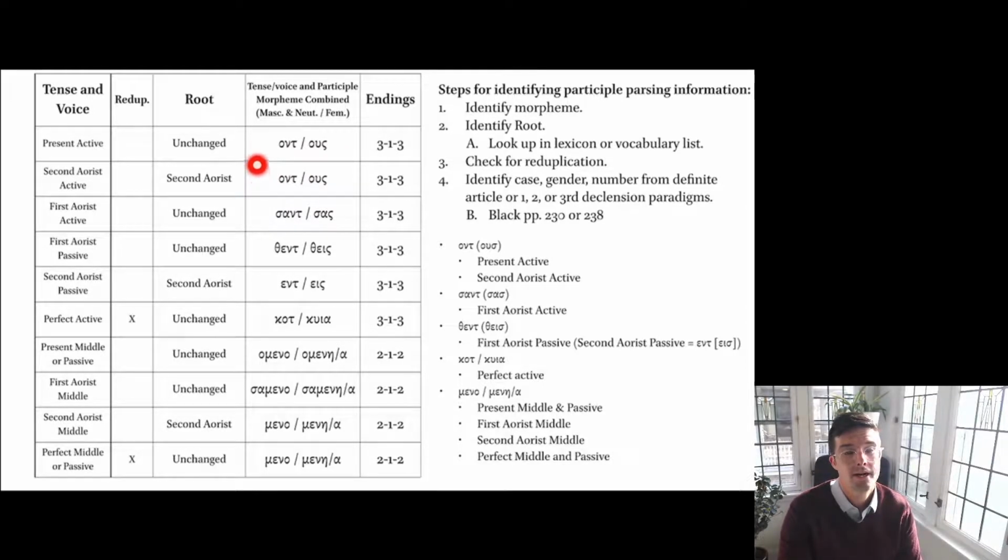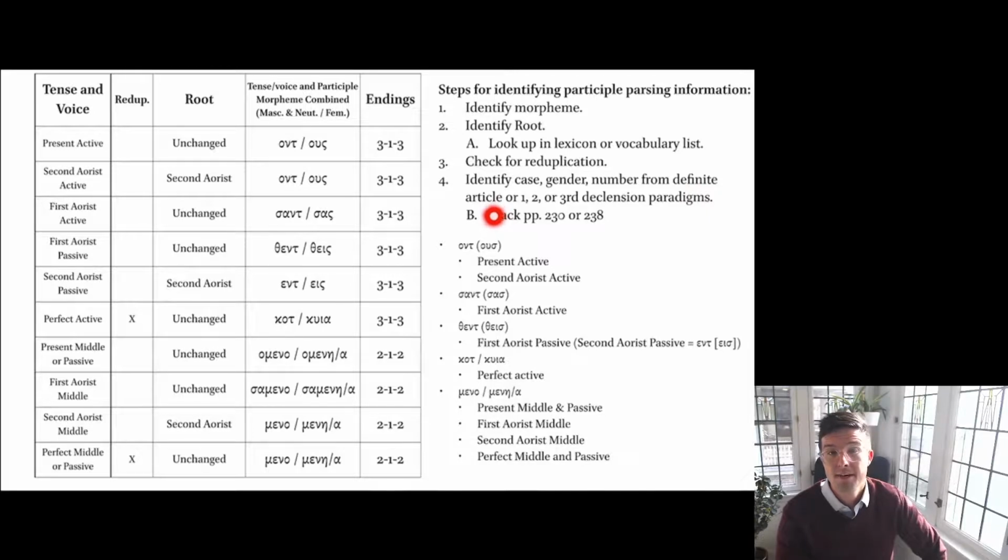tense and voice, as in here, then you look to the root to see if it's a changed root or an unchanged root, and you can look that root up in the lexicon or in your vocabulary list. If it's a second aorist root, it's going to tell you second aorist from, and if it's a present tense root, it's just going to tell you the definition for the indicative verb. So you're going to get your information about the root from those places. Then check for reduplication, of course. Oftentimes this will actually be the first thing that you notice, and then you'll know that you have a perfect tense right away. And then lastly, identify the case, gender, and number either from the definite article.